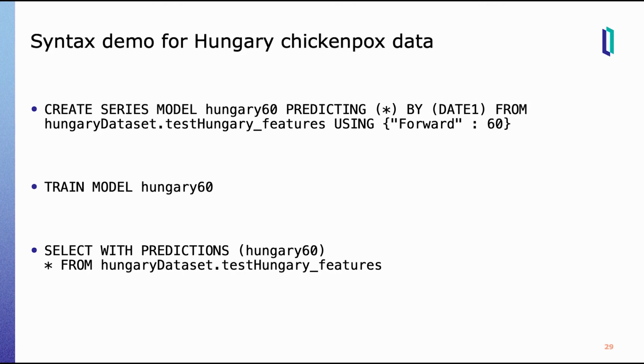And we also use this using clause here to pass extra information. There's a few options here, but in this case, we request to make predictions 60 into the future with forward 60. Then we follow this model creation with a simple train model statement. This will kick off all the training processes under the hood. And finally, once that's finished, we can get our 60 weeks of predictions by using select with predictions and the model name, followed by the usual things you would use a select statement for. You might put a select list and then from your data table as well.